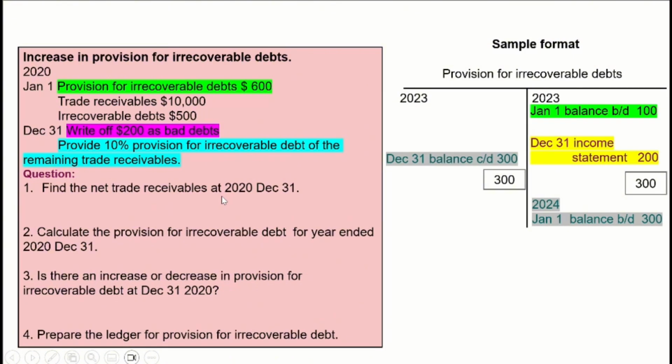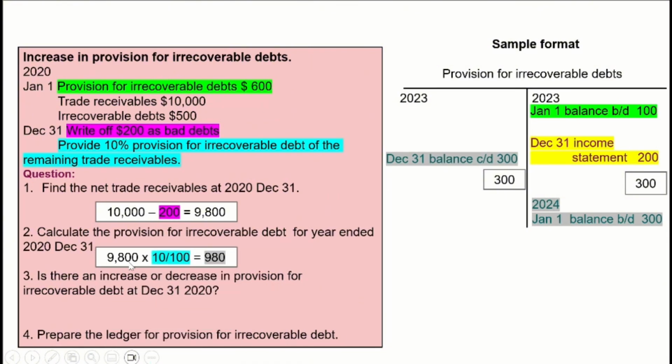Find the net trade receivable at 2020 December 31st. So you take the opening balance of trade receivable 10,000, year-end bad debts 200 or irrecoverable debt. Therefore, net trade receivable should be 9,800. Now, let's calculate the provision for irrecoverable debt for the year ended 2020 December 31st. Do take the balance of net trade receivable. Find 10% of it as it's mentioned in the question. Therefore, it's 980 for the current year's provision for irrecoverable debt.